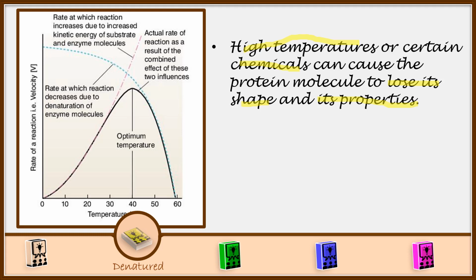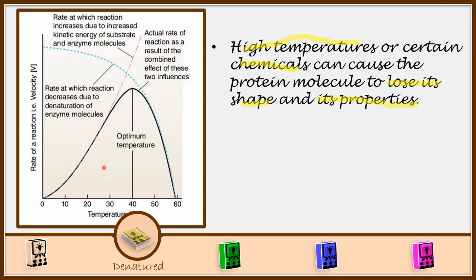So when we look at the rate of reaction and the temperature, especially when we talk about the enzyme, we have the rate of reaction and then we have the temperature. At the beginning, you can see that as the temperature is rising, the rate at which the reaction proceeds increases due to increased kinetic energy of the substrate and enzyme molecules. So you can see here the rate is low when the temperature is low, but as the temperature increases, the rate also goes on increasing.